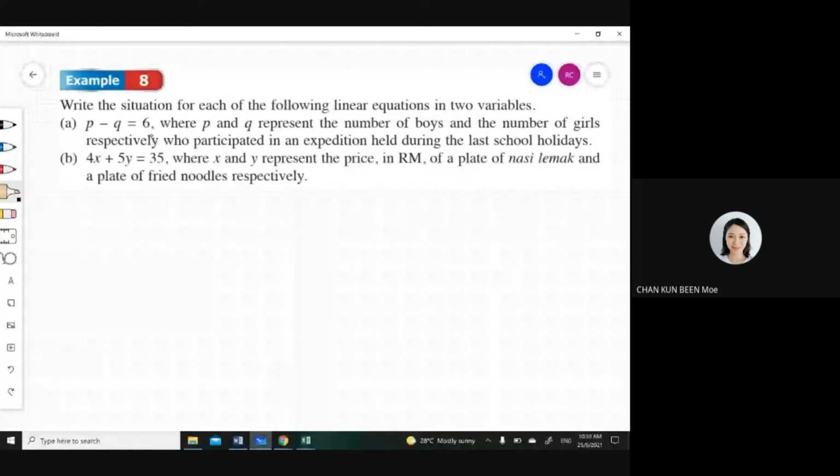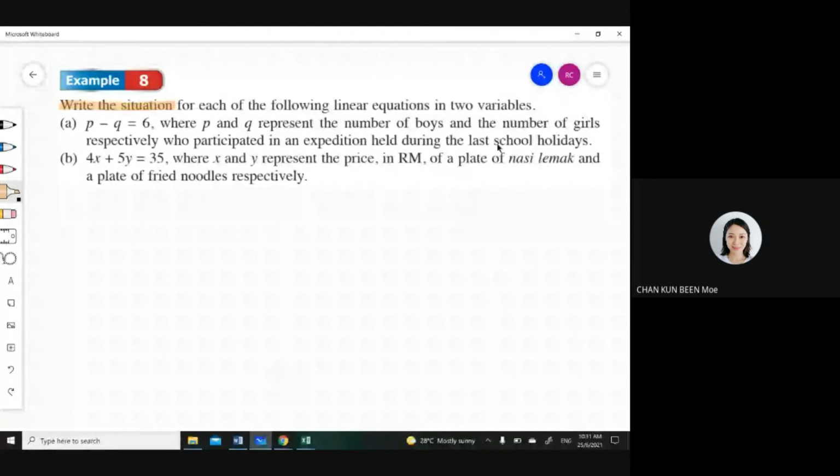Okay, we look at A first. You don't have to worry because almost everything is given. You just have to arrange the words in order to form up a statement. P minus Q equal to 6, where P and Q represent the number of boys and the number of girls, respectively, who participated in an expedition held during the last school holidays. Okay, meaning that these are the number of boys who went to the expedition during the school holidays.